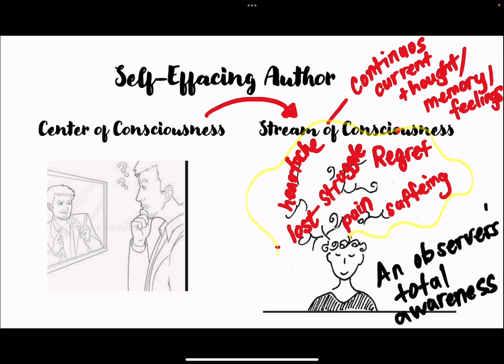Now, it has evolved from the center of consciousness to the stream of consciousness, which is where you have access to continuous current thought, memory, and feelings of a character, and observations of total awareness. Now, the distinction between center of consciousness and stream of consciousness is that the center of consciousness sort of communicates the narrator's point of view as it unfolds. So it may be interrupted by dialogue or commentary. However, in the stream of consciousness, it's uninterrupted. It's a continuous current thought. So it's separate from the text, and it's a little bit distant.